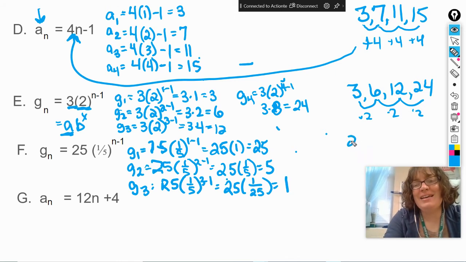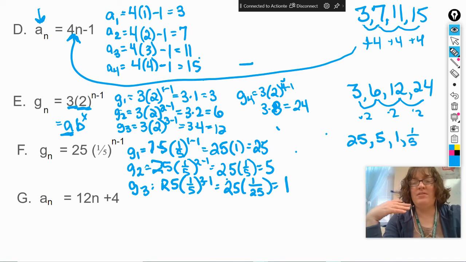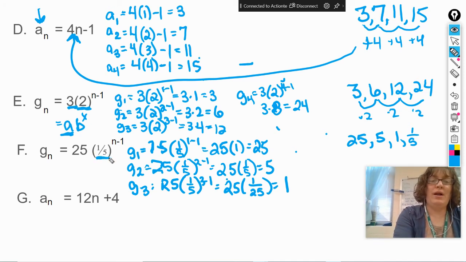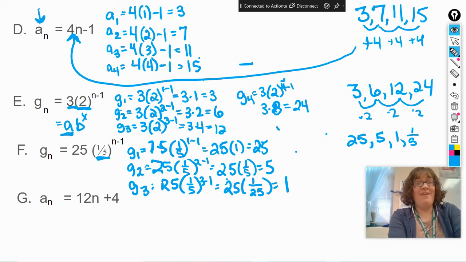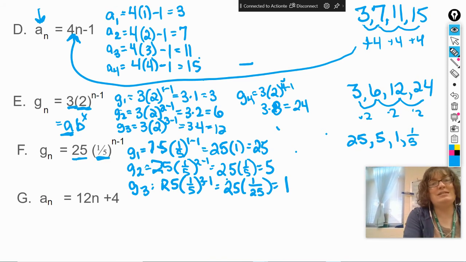So in this case, guys, I see the pattern is 25, 5, 1, and then my next term would be 1/5. And I didn't show the work there, but what I see is I'm dividing by 5 each time, which is where I get that 1/5 as my common multiplier. It also starts at 25, just like I thought it should. All right, finally, let's look at this last one.